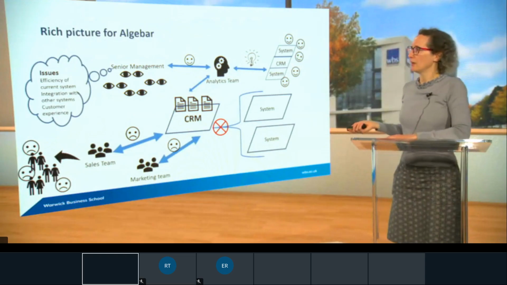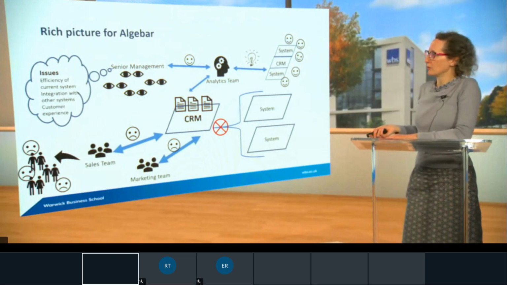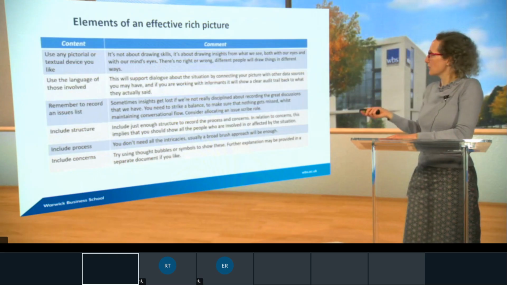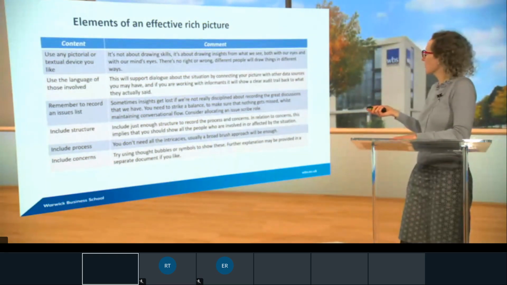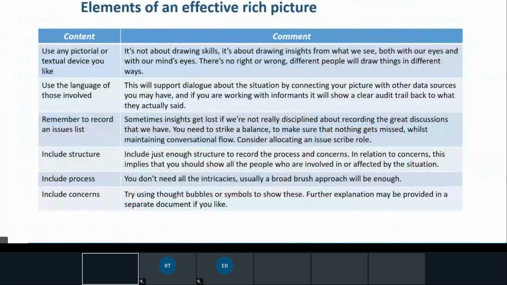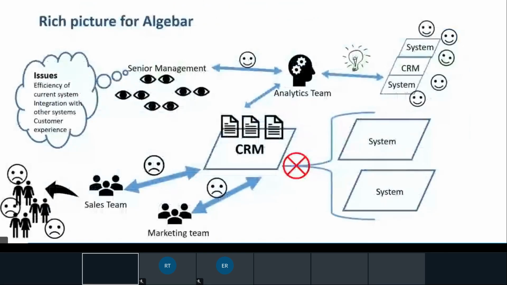If I look at this picture and I'm thinking about some of these elements of an effective rich picture, you know, it's not about the drawing skills, it's about drawing insights. It's using the language involved, recording an issues list, including some structure enough to be able to share what we need to, and including the concerns. So on that basis, what do we think of this rich picture?